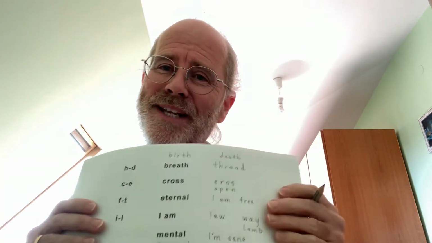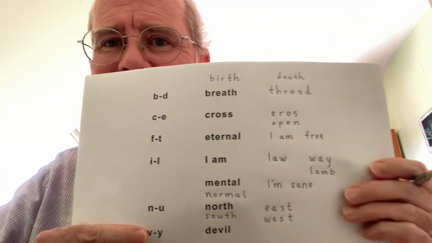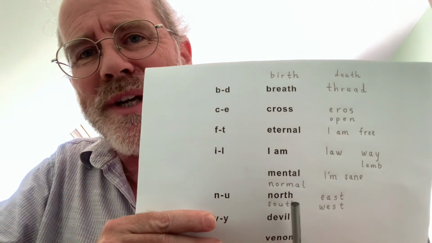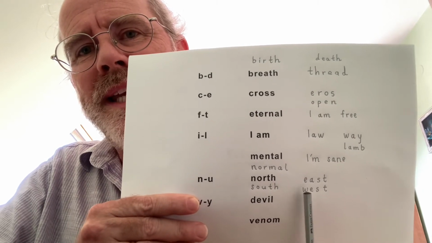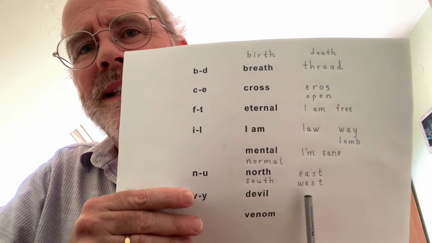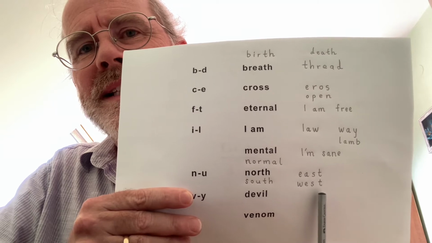East and west. Again, the sun rises in the east and sets in the west. They seem to be polar opposites, but they're not. East and west. Is it not curious that three of the letters in these two words are exactly the same? E, S, T. E, S, T.